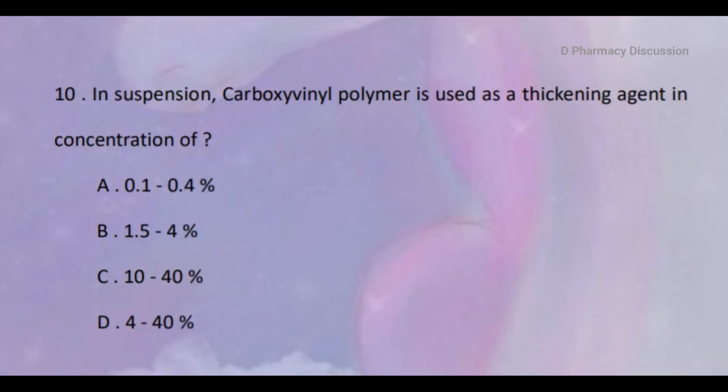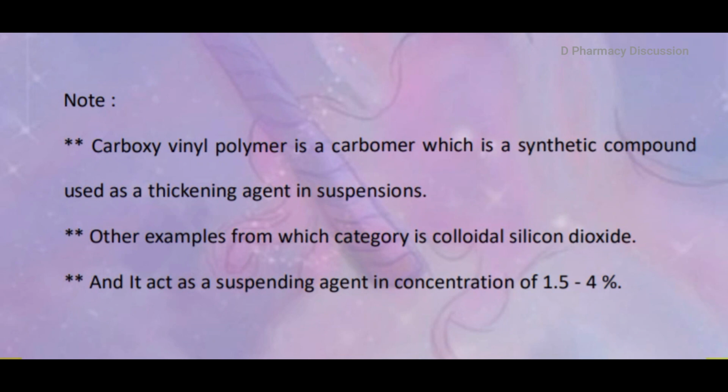Question number 10. In suspension, carboxyvinyl polymer is used as a thickening agent in concentration of. Option A 0.1 to 0.4%, B 1.5 to 4%, C 10 to 40%, D 4 to 40%. Correct one is option A, that is 0.1 to 0.4%. Okay, carboxyvinyl polymer is a carbomer, which is a synthetic compound used as a thickening agent in suspensions. Other examples from this category is colloidal silicon dioxide, and it acts as a suspending agent in concentration of 1.5 to 4%.